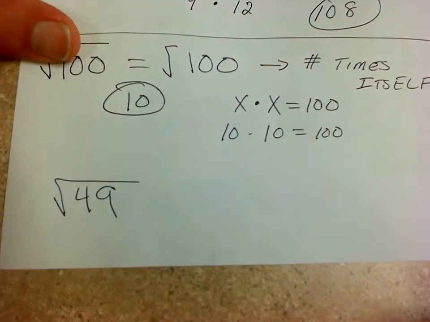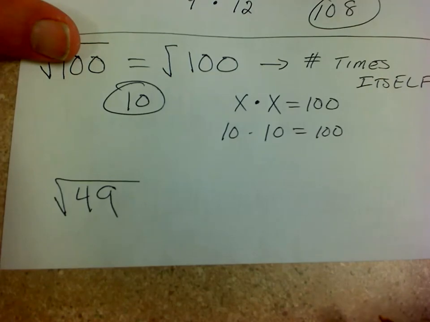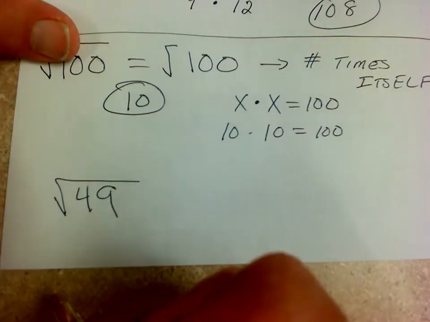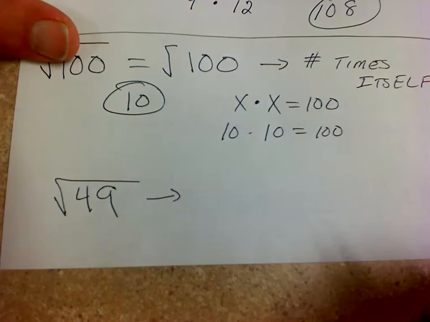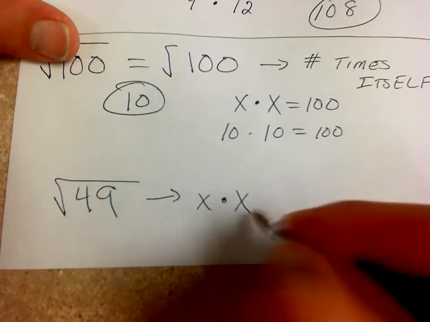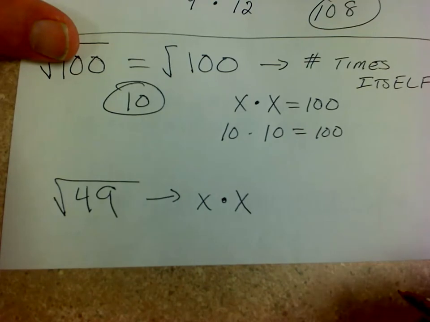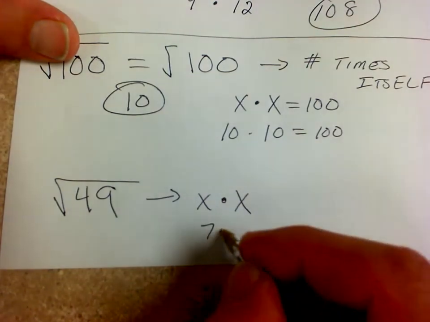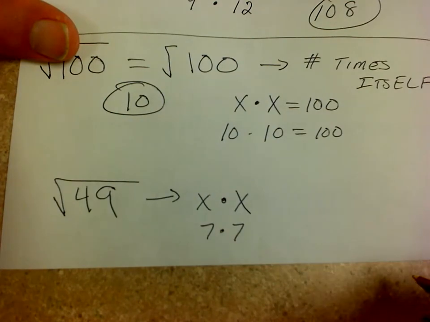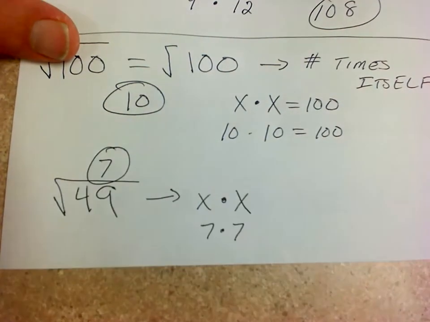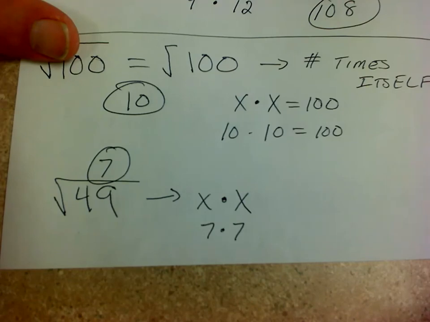We may see the square root of 49. Again, this is not division. What number times itself makes 49? We may have to go through our times tables. 5 times 5, 6 times 6, 7 times 7 is the one we're looking for. So the square root of 49 is 7. That should be enough to get you through the worksheet this evening.